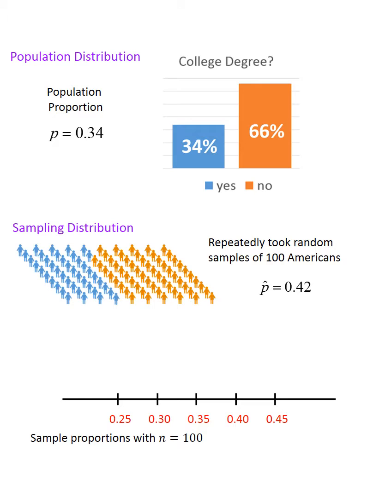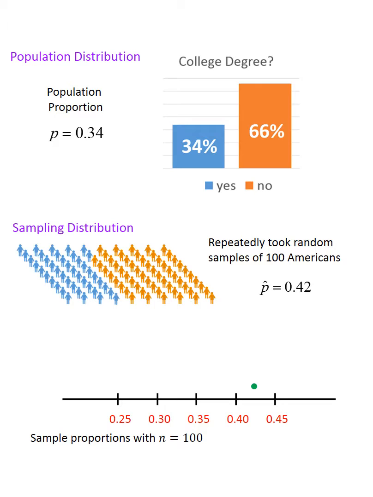But wait, if 34% of Americans have a college degree, is it possible that I could take a random sample and 42% of them would have a college degree? Well, that absolutely is possible because samples vary. I could plot that 42% on my sampling distribution here and continue.